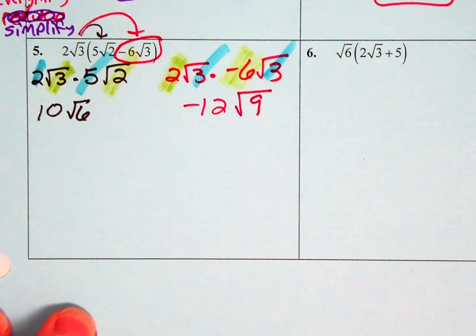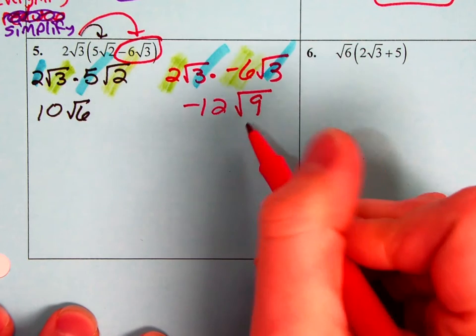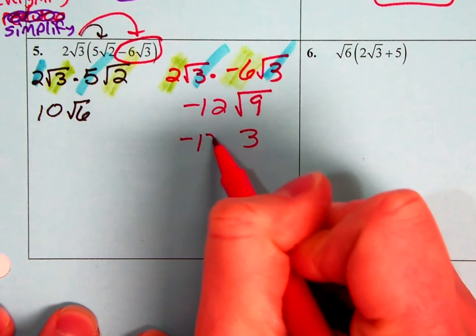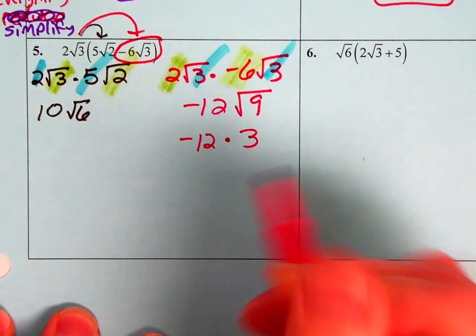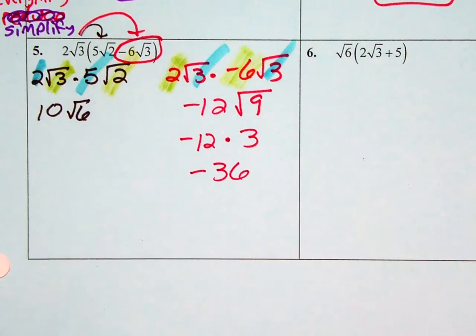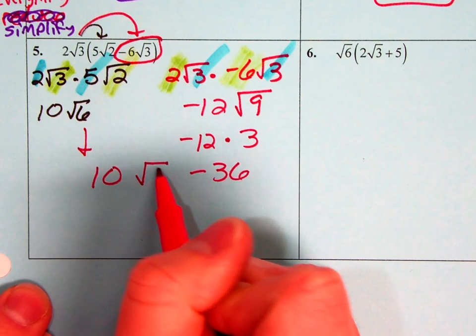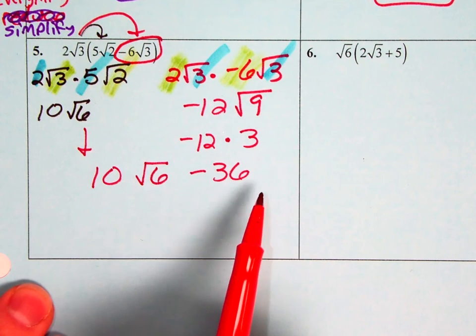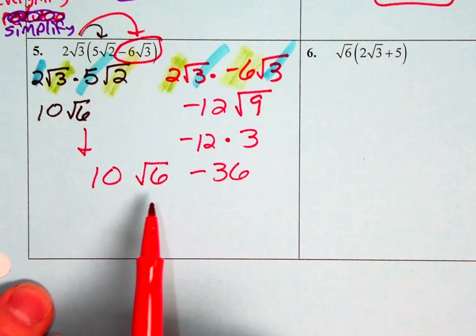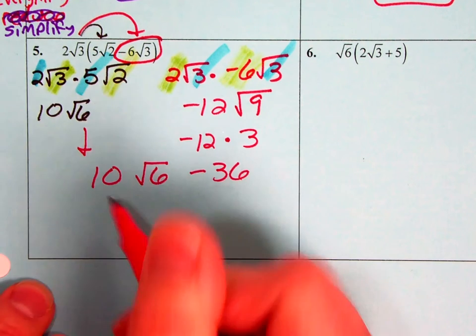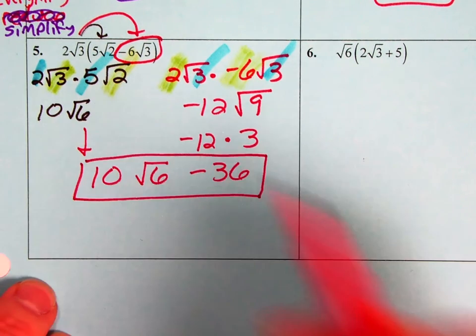Now that it's all combined, we simplify. So the square root of 9 is 3. Bring down the negative 12 out front and multiply those together to get negative 36. Then I can go ahead and bring down my piece out front, which was 10 square root of 6. If these were like radicals, we would combine. But since one of them has a square root and the other one does not, then this is my final answer.